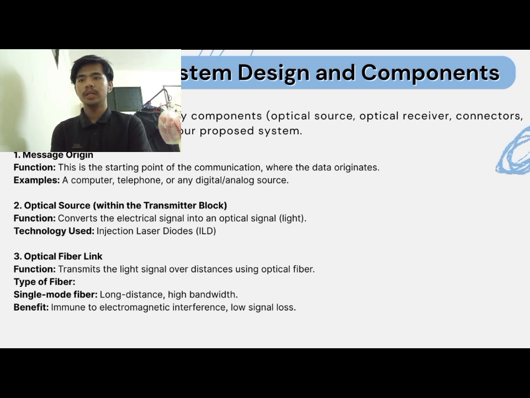And the third one is optical fiber link. Its function is to transmit the light signal over distances using optical fiber. The type of fiber that we use is single mode fiber because it is suitable for long distance and it also has high bandwidth. The benefit of optical fiber link is it is immune to electromagnetic interference and also has low signal loss.